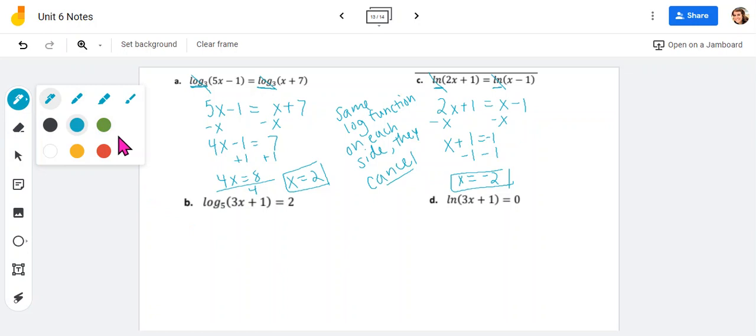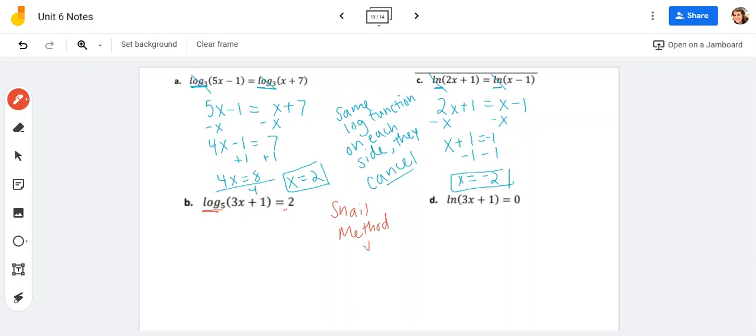Okay, if I look at examples B and D, I see I've got a log here, but there's no log on this side. So unfortunately, I can't use that strategy. But because we only have one log, we can use the snail method to help us rewrite it as an exponent, because that is going to allow us to get rid of this log.